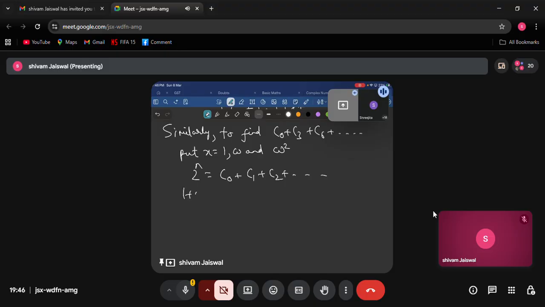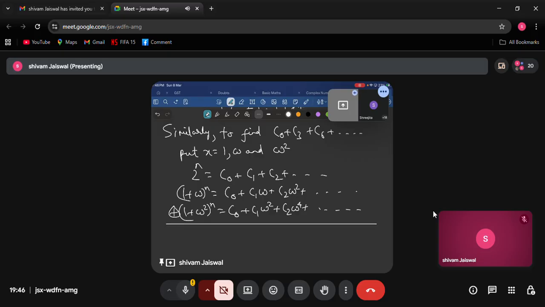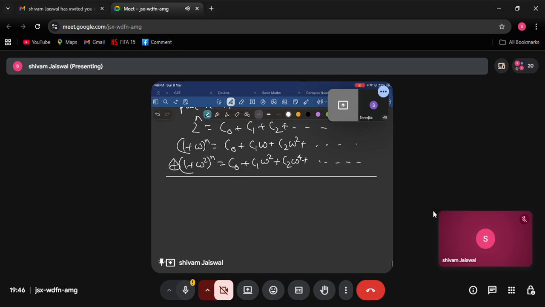Then (1 plus omega) whole to the power n is equal to C0 plus C1 omega plus C2 omega square plus dot dot dot dot. And (1 plus omega square) whole to the power n will be equal to C0 plus C1 omega square plus C2 omega to the power 4 plus dot dot dot dot. When you add, you get the result. Are you getting? You get 3 into C0 plus C3 plus dot dot dot dot, and on the left hand side 2 power n plus (1 plus omega) whole to the power n plus (1 plus omega square) whole to the power n.